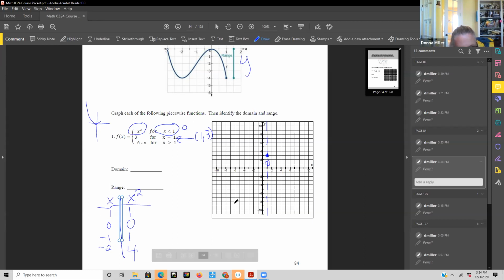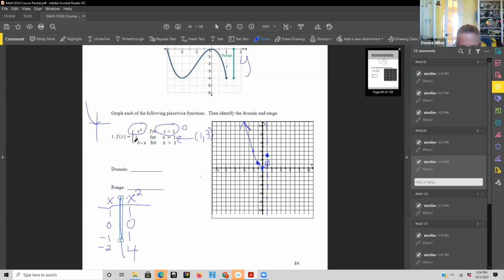Then I have other points to graph: (0, 0), (-1, 1), (-2, 4). That's plenty. All right, but you can see that that parabola is coming out now, right? Just graph, connect the points, and there we go. Okay, so I've just graphed the first piece.